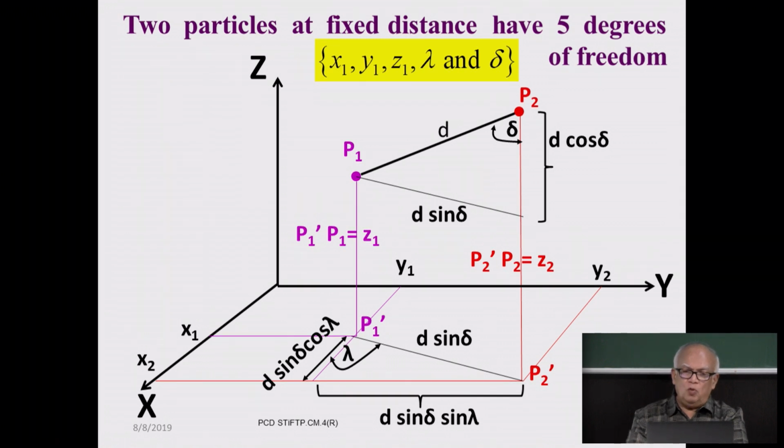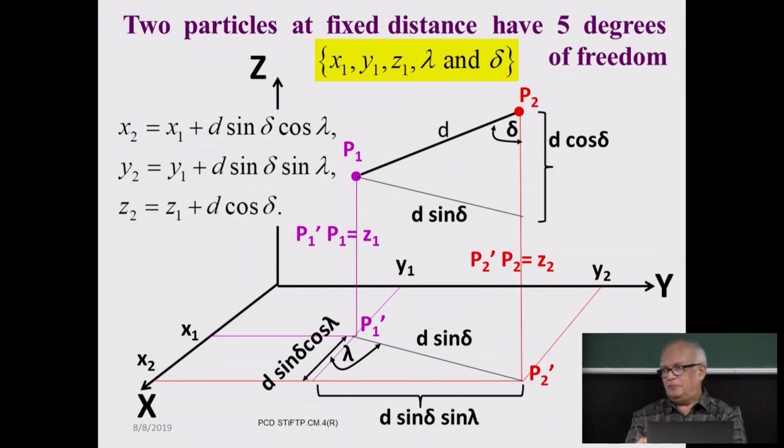Now, if you add a third particle, then how many parameters will we need? So in the first place, you should recognize that these 2 objects are completely specified by 5 degrees of freedom, 3 of which, x1, y1, z1, are the coordinates of particle P1. So x1 has the dimension of length, y1 also has a dimension of length. But delta and lambda, these are 2 angles, they don't have the dimensions of length.